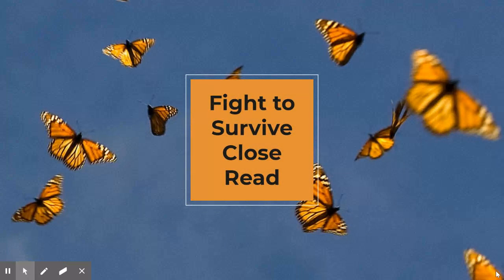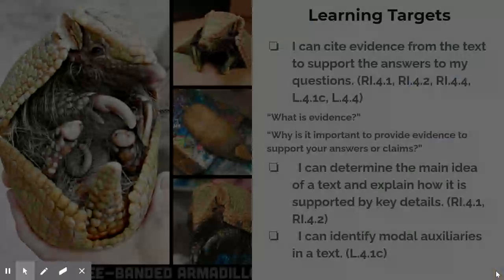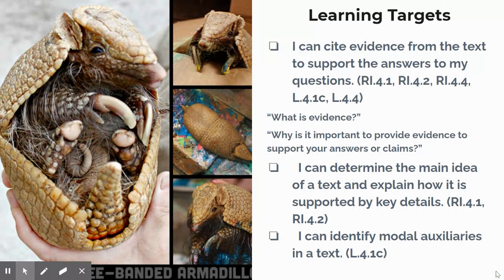After you've done that, we're going to be doing a close read today. We've read Fight to Survive. We've answered questions about it. We've broken it apart. We've talked about the vocabulary. Today, we're going to read it and answer the questions. So this is actually the lesson 2 section. Look at that armadillo, that nasty little thing.